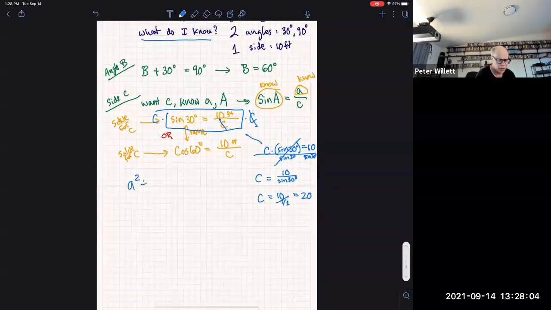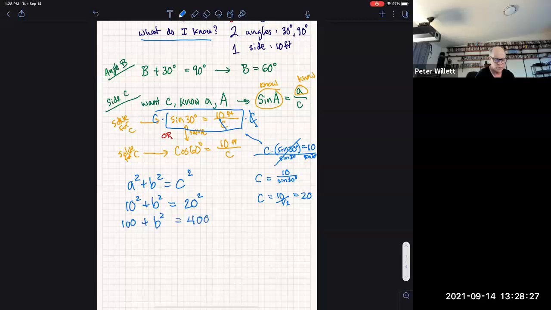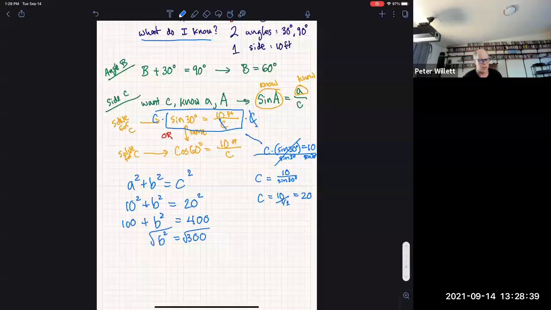So A squared plus B squared equals C squared in the Pythagorean theorem. And now I know A is 10. I don't know B, but I know C is 20. So 10 squared plus B squared is 20 squared. That's 100 plus B squared is 400. Subtracting 100 from both sides, I'd get B squared is 300. And then square rooting both sides, and I don't need to use a plus or minus because B is the length of a side, which would only be positive. That gives me that B is the square root of 300.